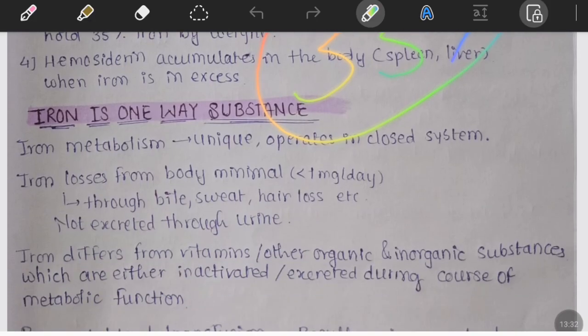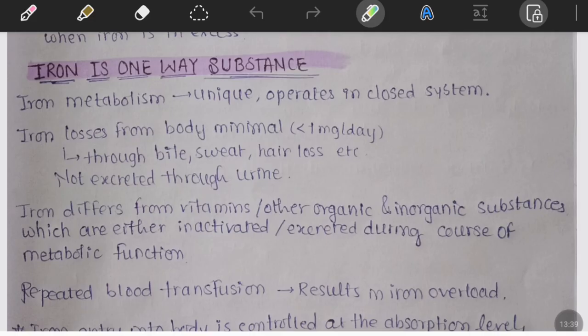Let's look at one important sentence, which we will justify. This is one of the most interesting concepts of iron metabolism. Unlike sodium or potassium, iron has almost no active excretory pathway. Every day, less than 1 milligram of iron is lost through bile, sweat, and hair loss. It is not excreted through urine. That's why we call it a one-way substance. Once iron enters the body, it usually stays and is recycled. Because of this, repeated blood transfusions can gradually lead to iron overload. That's why iron absorption, not excretion, is the main control point.